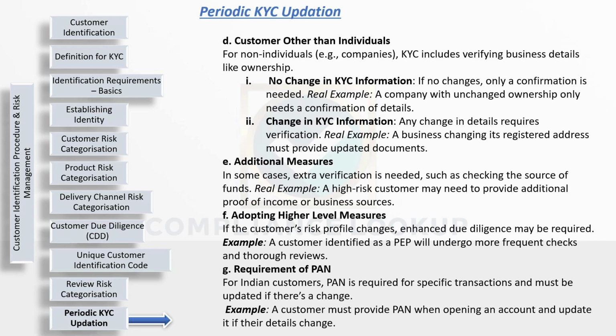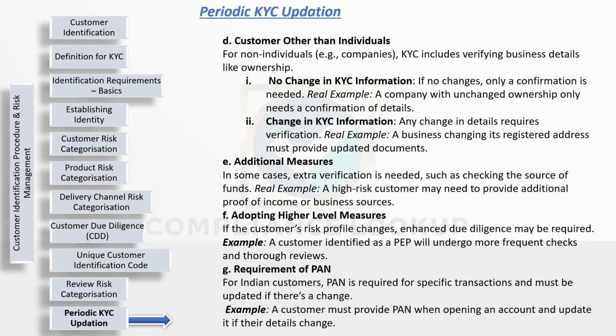E. Additional measures. Additional verification measures may be needed in certain cases, such as verifying a customer's source of funds or checking against international sanction lists. Example: if a customer is flagged for high risk activities, the bank may request additional documents such as proof of the source of funds or perform more detailed checks.